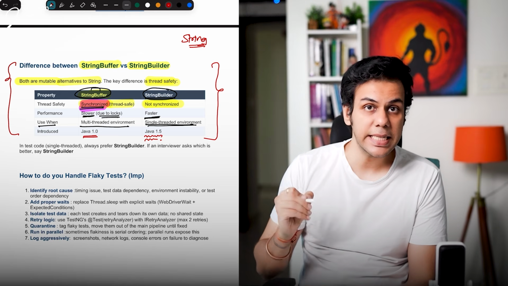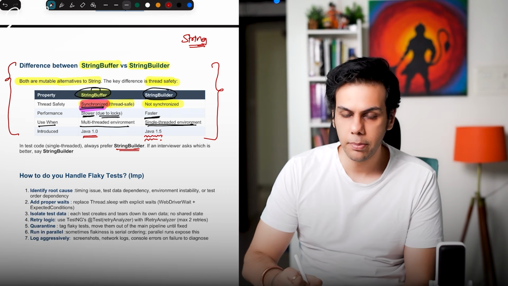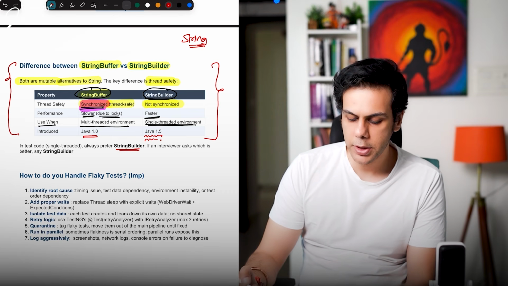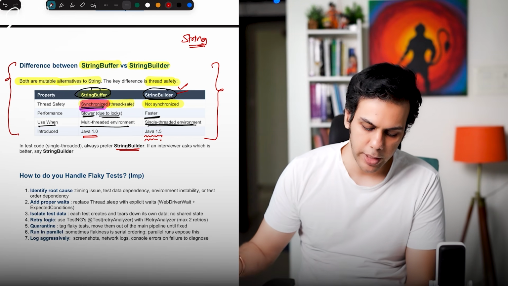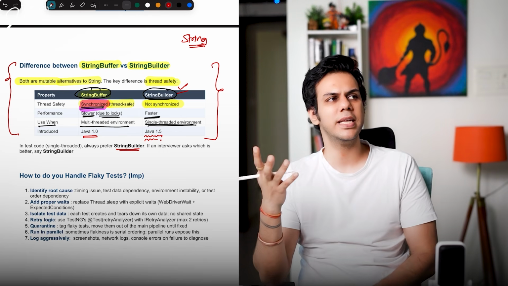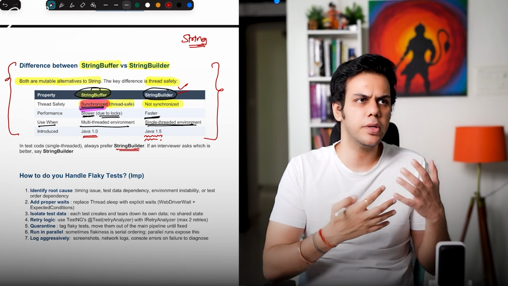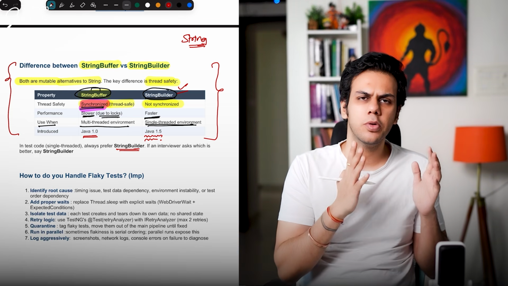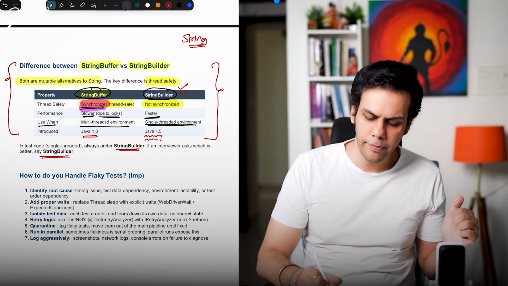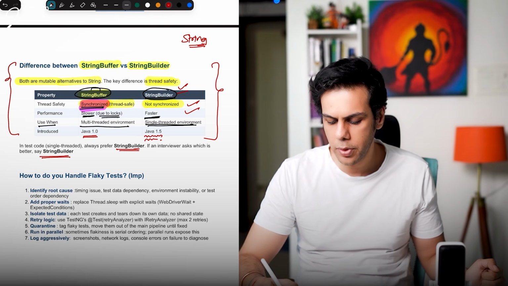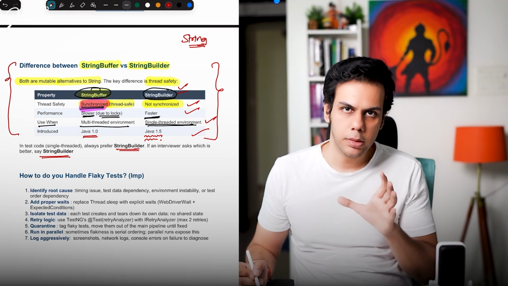Now, in test code, if it is going to be single threaded, always prefer string builder. Again, in an interview, they will ask which is better. So always say that it's better to use string builder in your automation framework, because you're not going to do a lot of modifications. You always extract the data and all. But in case there is any kind of modification happening, your tests generally run in isolation. So it's better to use string builder. And the reason for using string builder will be these points. Please make sure that you remember these points properly.